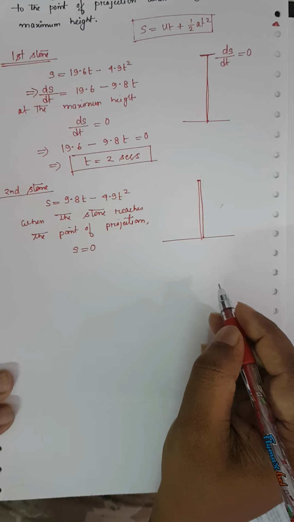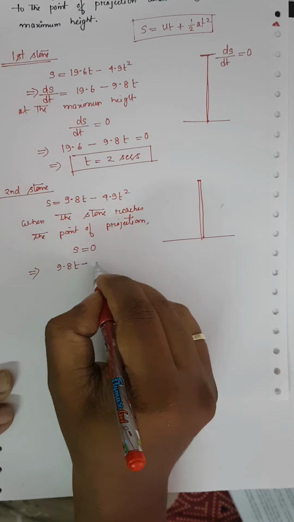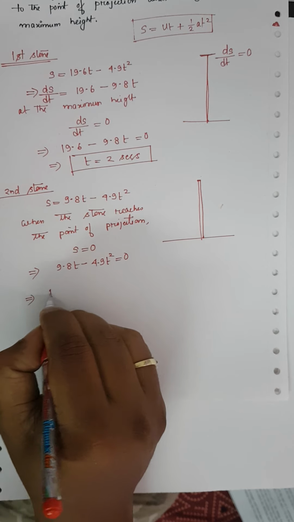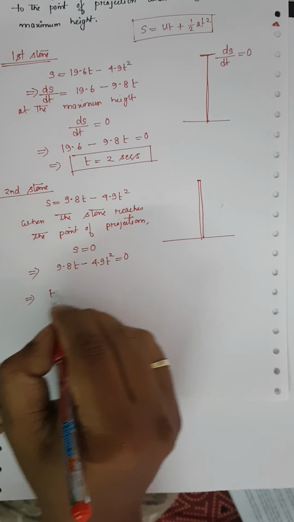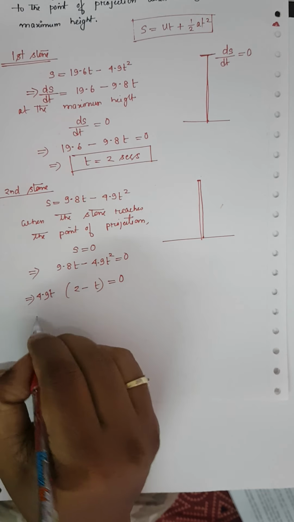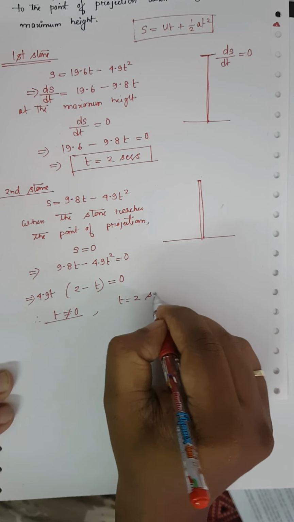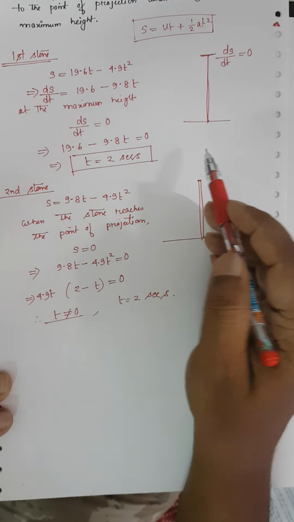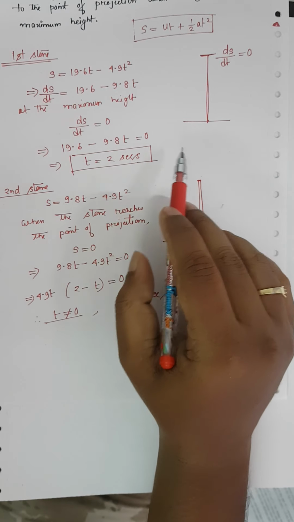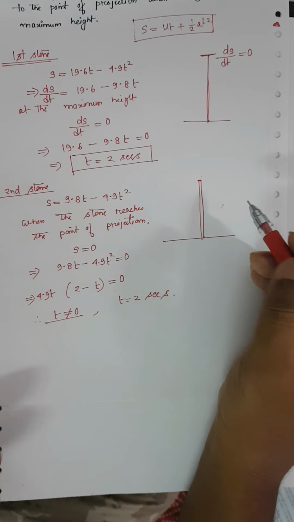No vertical displacement. So it is 9.8 t minus 4.9 t square equal to 0. Clearly, if you solve, you can take common 4.9 t. This is 2 minus t is equal to 0. So t can never be equal to 0. So t is equal to 2 seconds. Clearly, the first stone reaches the maximum height after 2 seconds and the second stone will reach the point of projection after 2 seconds. So the question is solved.